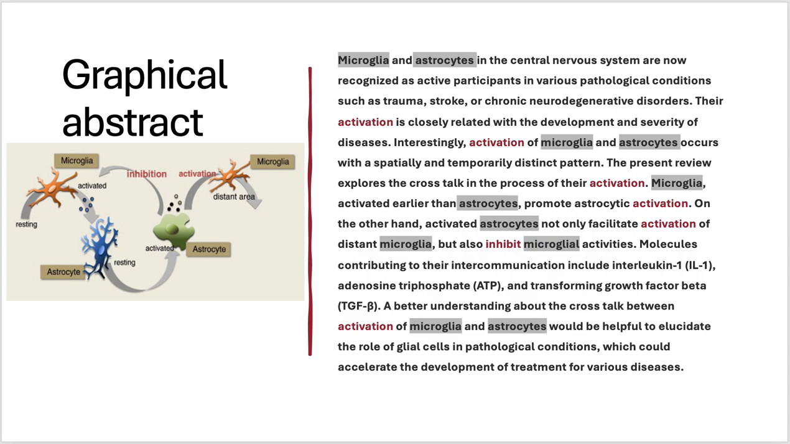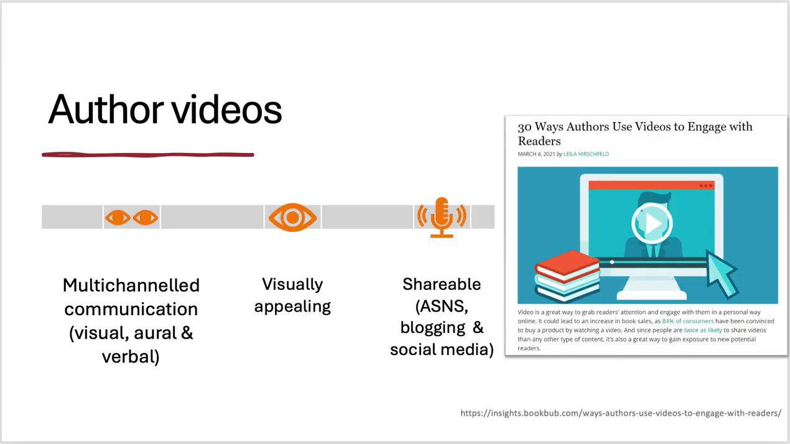It also uses the antonym or opposite of activation, which is resting. The visual abstract also uses arrows that make explicit the interrelation between and among these key concepts. In sum, the graphical abstract makes the key concepts of the written abstract and conceptual interrelation much clearer by using just one single image. Let's talk about author videos that involve multi-channel communication.